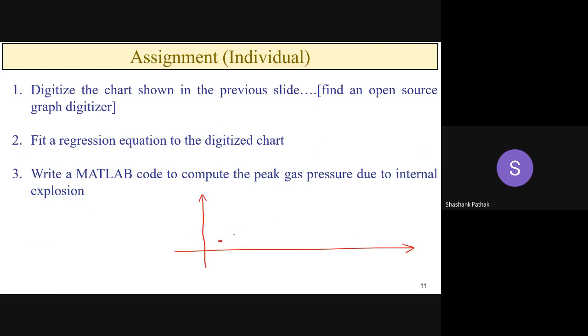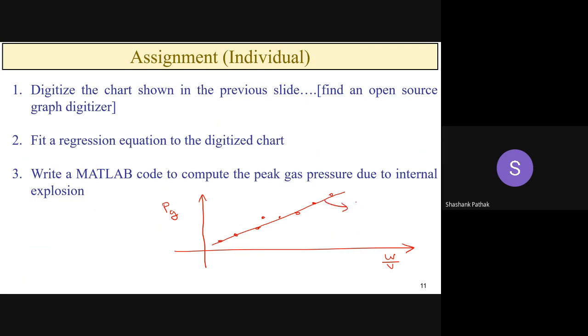Suppose it will give you some digital points, right? And this is PG, this is weight to volume ratio. You have all these points. On all these points you have to fit a straight line, or whatever curve you want to fit, based upon the trend of these points.